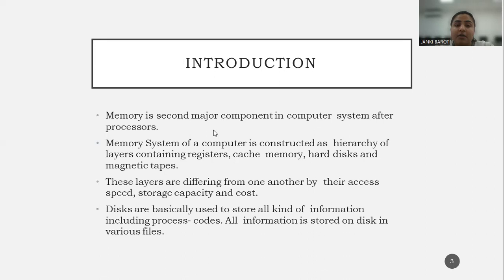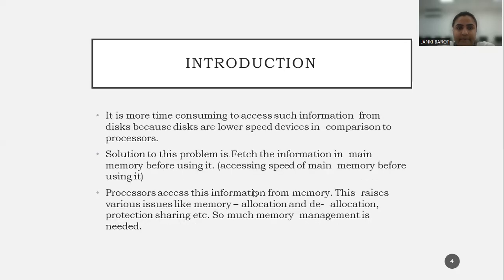Okay, now what is memory? Memory is the second major component in a computer system after the processor, right? Now, the memory system of a computer is constructed as a hierarchy of layers containing registers, cache memory, hard disk, and magnetic tapes. These layers differ from one another by their access speed, storage capacity, and cost. Disks are basically used to store all kinds of information including process code, all information stored on a disk in various files. So it is more time consuming to access such information from the disk because disks are lower speed devices as compared to the processor, right?